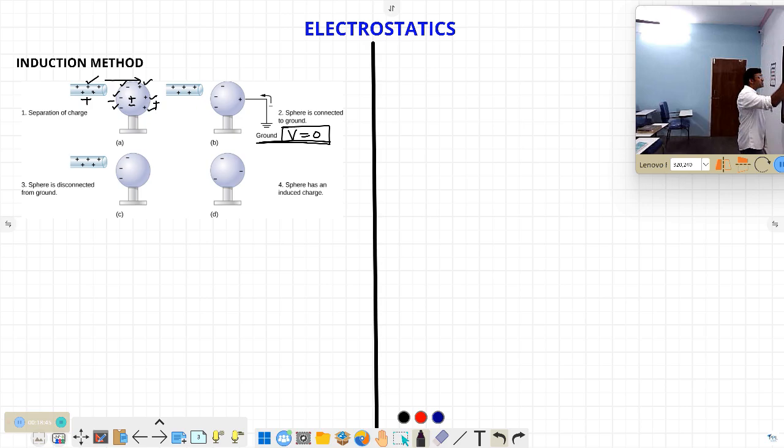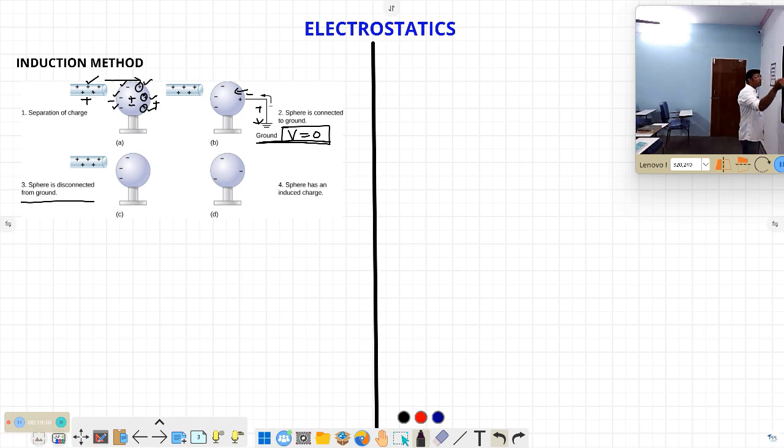So in this case, when you connect it, all the positive charge will go into the ground and negative will accumulate onto the sphere. Whatever positive charges we have here will go into the ground, and from the ground negative charges will accumulate on the sphere. Everything is connected. Now, in the next step, we remove the grounding.